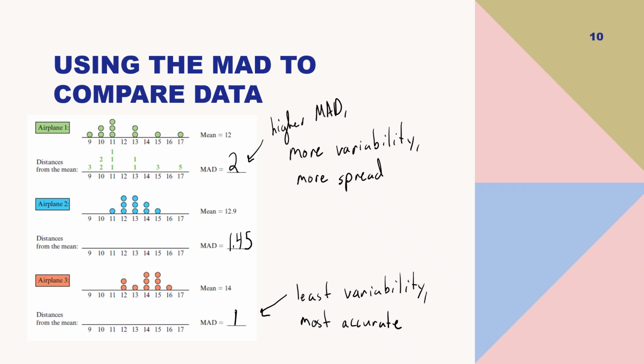But this is why we talk about the MAD. It helps us discuss not only which airplane flies the farthest, but which airplane is the most accurate. And so sometimes knowing which one is the most accurate, the one that is most reliable, can be helpful.